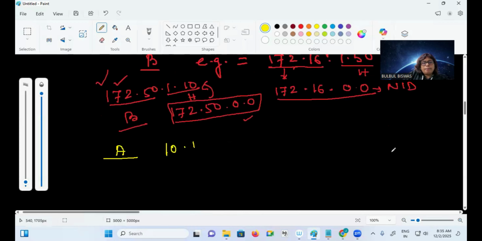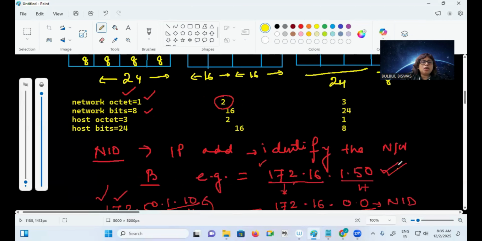This is an IP. So you tell me, is it class A because of 10? Because the range of class A is 0 to 127. So 10 is coming within this range. That means it is a class A IP.